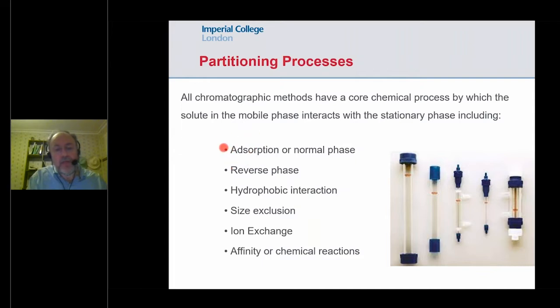And sometimes if the stationary phase or the sample we're studying is very hydrophobic, we might talk about being called normal phase adsorption. But these are essentially surface adsorption processes. We can have reverse phase processes, hydrophobic interactions, size exclusion, ion exchange, affinity, or if you like, chemical reactions. These are all the different processes by which a molecule in a mobile phase can interact with a solid state material in the stationary phase. And it turns out each of these methods is a potential basis of a physiochemical characterization approach. And we're going to look at 2 or 3 of these today.